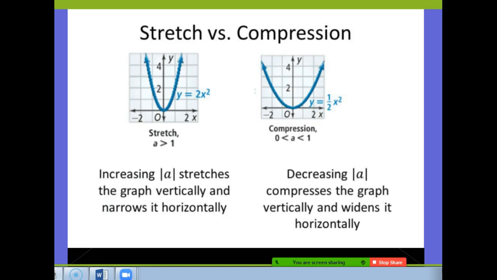And then in our first graph, we looked at an example of compression. Compression makes my graph wider. A compressed graph will have an a value between 0 and 1. An a value greater than 1 stretches my graph vertically, making it narrow.